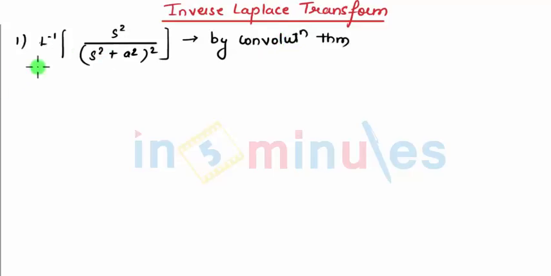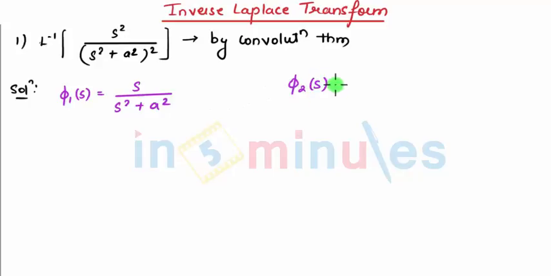So first, as I said, the two functions phi 1 of s and phi 2 of s should be standard functions. So I can say phi 1 of s is s divided by s square plus a square, and phi 2 of s is equal to s upon s square plus a square. As these two are standard functions, we need to find the inverse of this by using the convolution theorem.